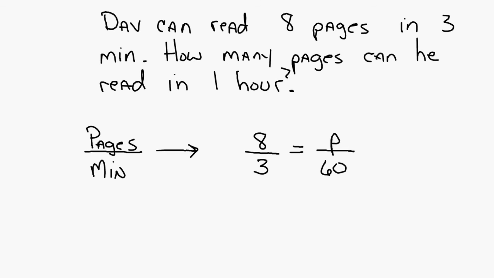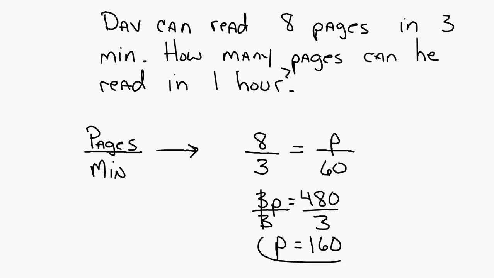Yes? That many. That's impressive. Well, 3P would equal 480, wouldn't it? Yeah. After you crisscross multiply, 3P would equal 480, and then you would have to divide both sides by 3. So the 3's would cancel, and P would be equal to 160. So Davion can read 160 pages in 1 hour.